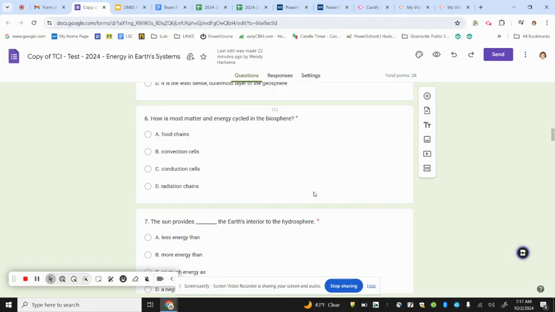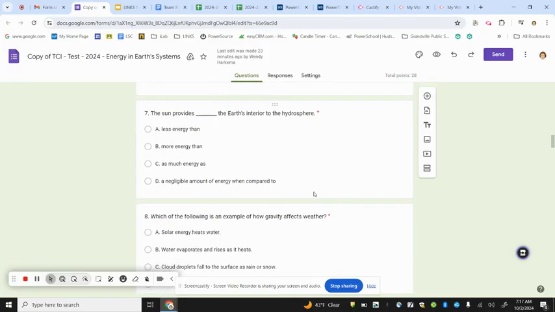Number 6, how is most matter and energy cycled in the biosphere? A, food chains. B, convection cells. C, conduction cells. D, radiation chains. Number 7, the sun provides blank the Earth's interior to the hydrosphere. A, less energy than. B, more energy than. C, as much energy as. Or D, a negligible amount of energy when compared to.